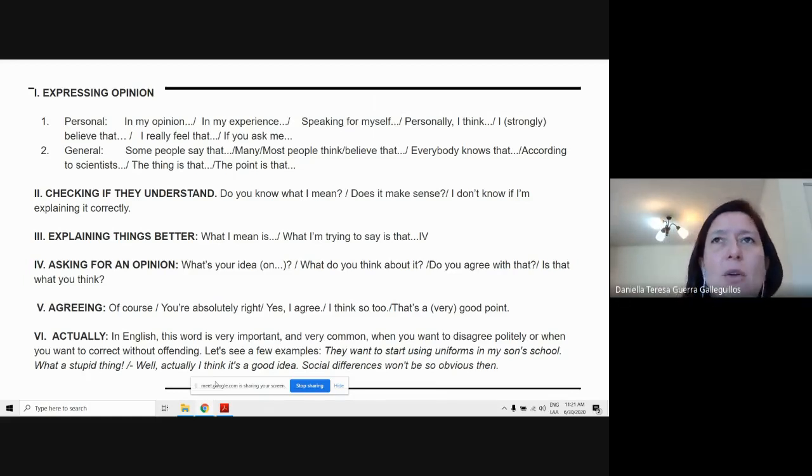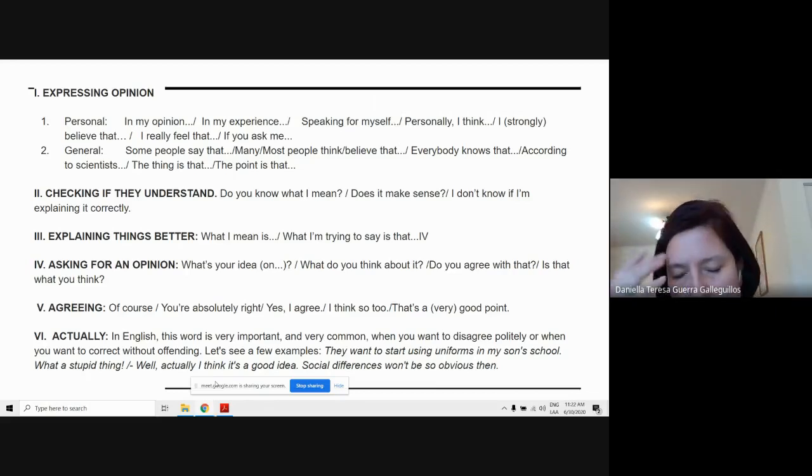Hay un mal uso de la palabra actually. Se usa de repente mucho para decir actualmente, y eso está súper mal porque eso es un false statement. Pero si tú lo quieres usar y lo usas de manera correcta en una situación formal, this word is very important and very common at the same time. When you want to disagree, for example, politely, or when you want to correct without offending someone, you say the word actually.